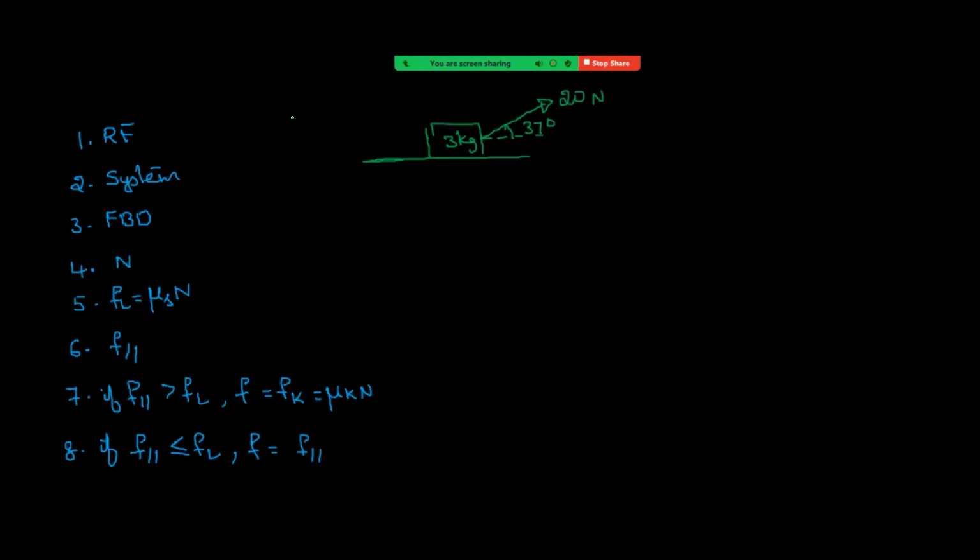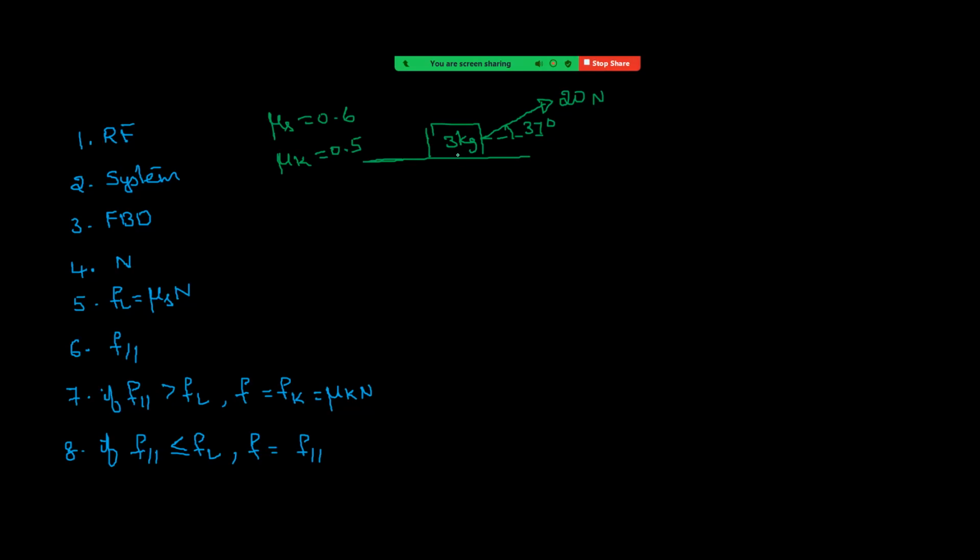and take coefficient of static friction 0.6, coefficient of kinetic friction 0.5. So question is now: calculate frictional force by the ground on the 3 kg block.